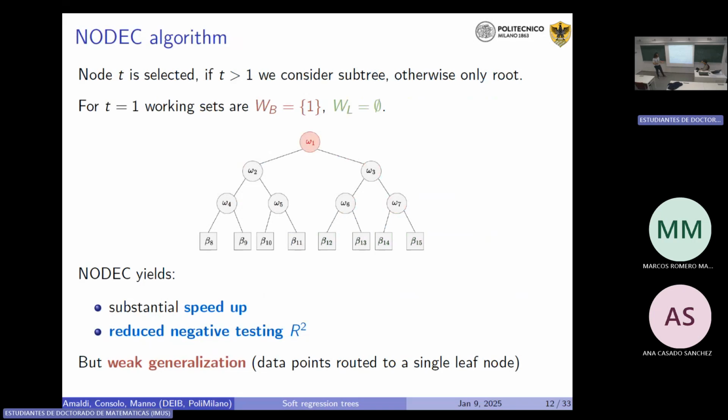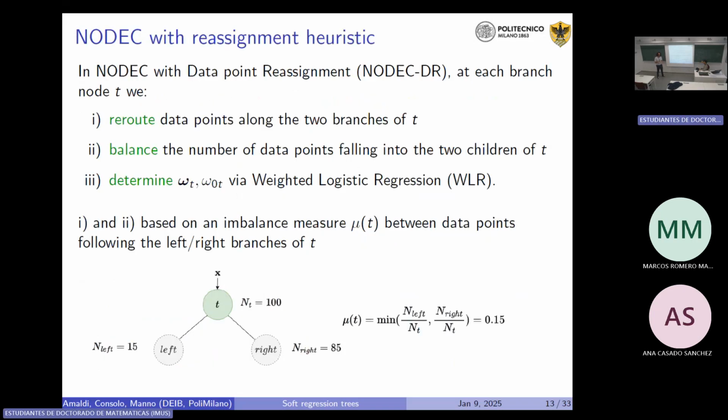But still, optimizing such soft regression trees with this decomposition scheme leads to weak generalization, because we have seen a lot of solutions in which all the data points were routed to a single leaf node without exploiting the tree topology. So the idea was to introduce in the optimization algorithm a sort of reshuffling, a sort of reassignment of data points during the optimization.